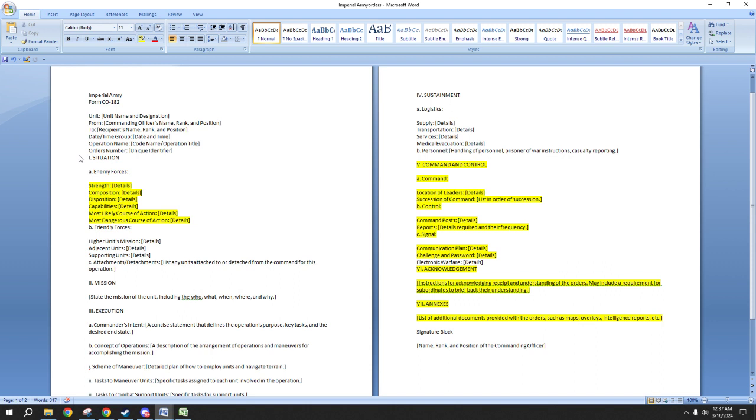Composition would be, does it look like an armor unit? Does it look like an infantry unit, an artillery unit, things like that? It's probably not as necessary. And disposition: are they dug in, waiting to receive an attack? Are they on the defensive? Do they look like they're about ready to attack you? Are they in a mobile formation, column, line, wedge, something along those lines? Capabilities, I suppose you don't necessarily need.